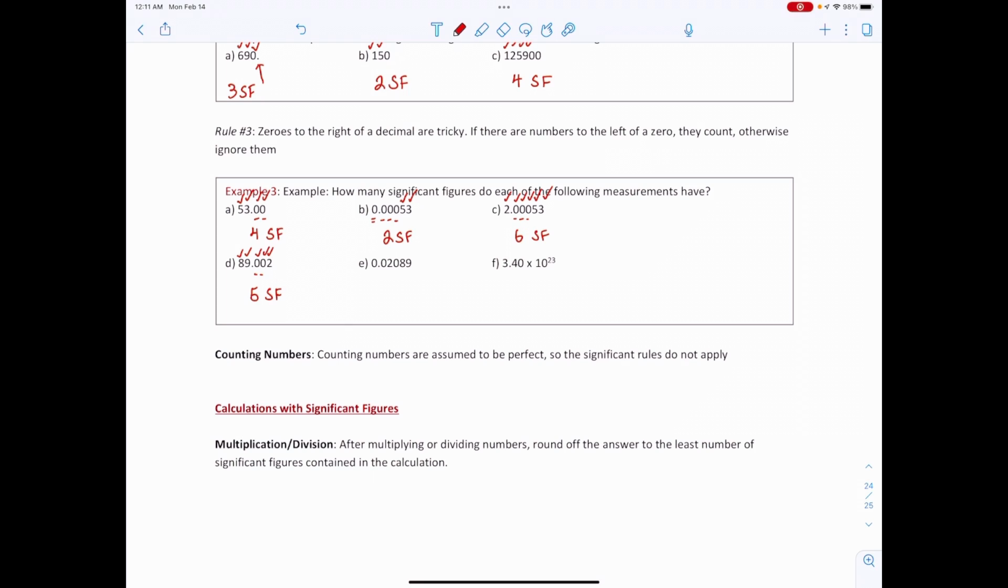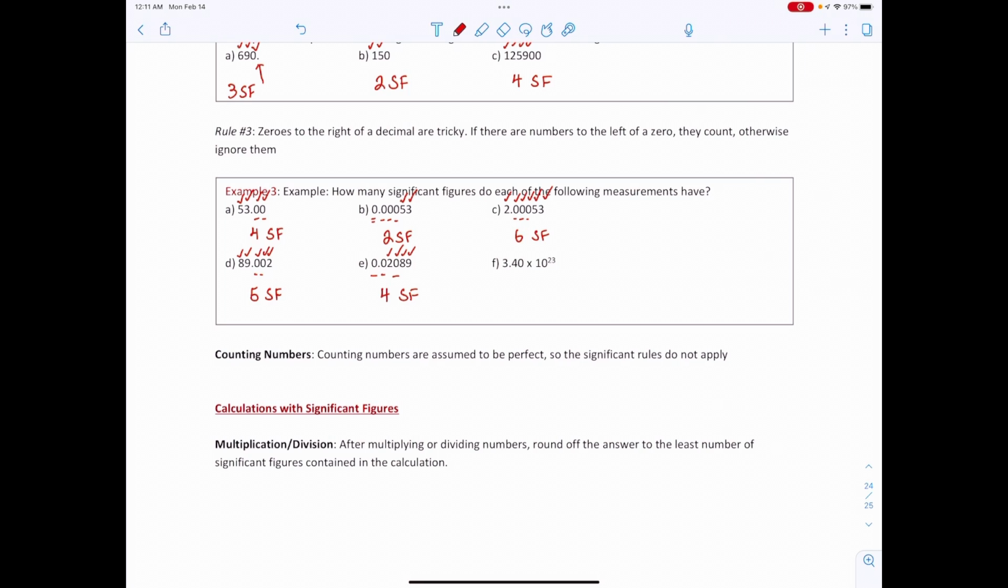Then we have 0.02089. We know that the 2 counts, the 8 and the 9 count. If we take a look at this 0 here, this is to the left of the decimal place. And according to rule 2, if we look to the left, there is nothing there, so this doesn't count. This 0 is to the right of the decimal place. Yet when we look left, we see nothing, so that doesn't count. Now this 0 in between the 2 and 8 is also to the right of the decimal, yet this time when we look to the left, we do see the 2, and so that counts. And so this number here has 4 significant figures.